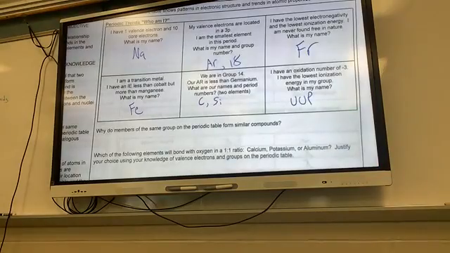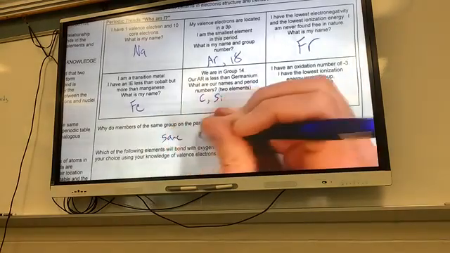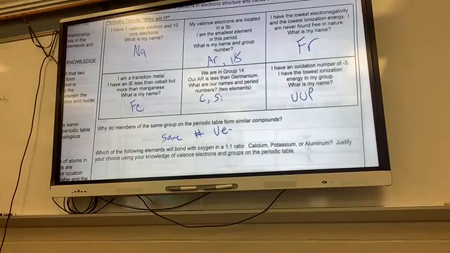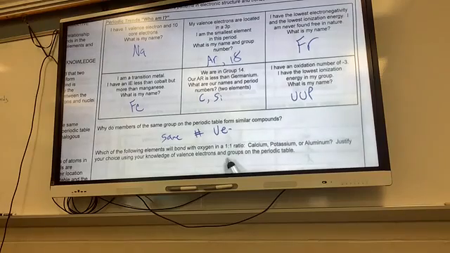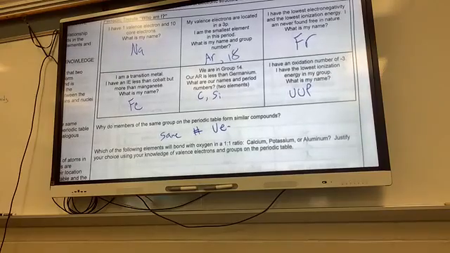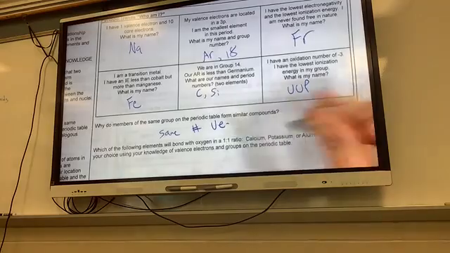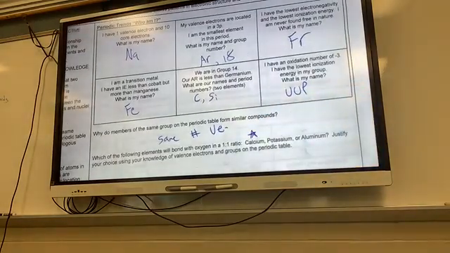Why do members of the same group have similar compounds, similar properties? Because they have the same number of valence electrons. Using your knowledge, which of the following elements will bond with oxygen in a 1-to-1 ratio? Calcium, because calcium is the only one that has a charge of 2. Oxygen is a -2, calcium is +2.